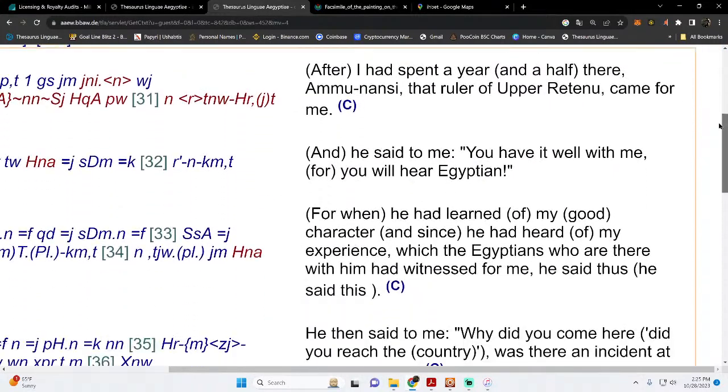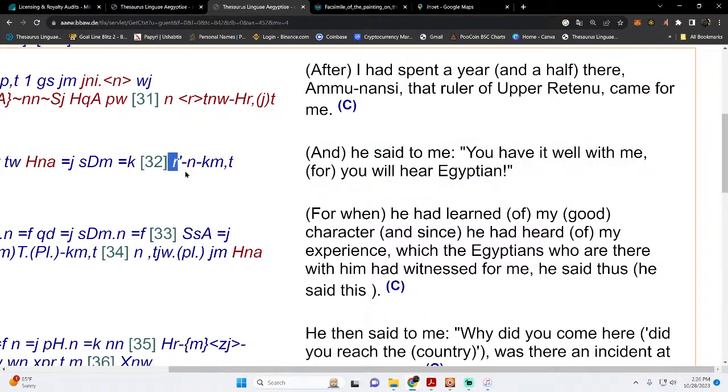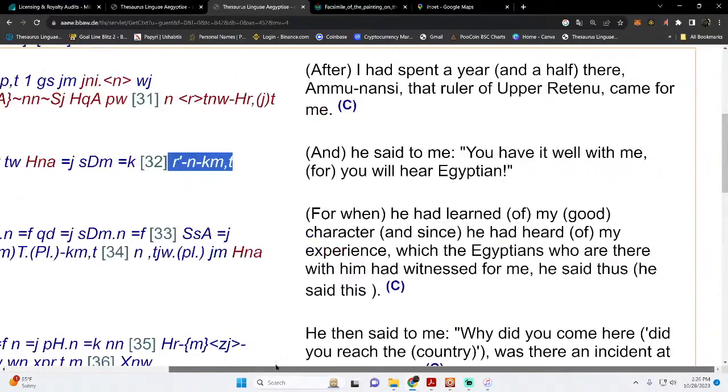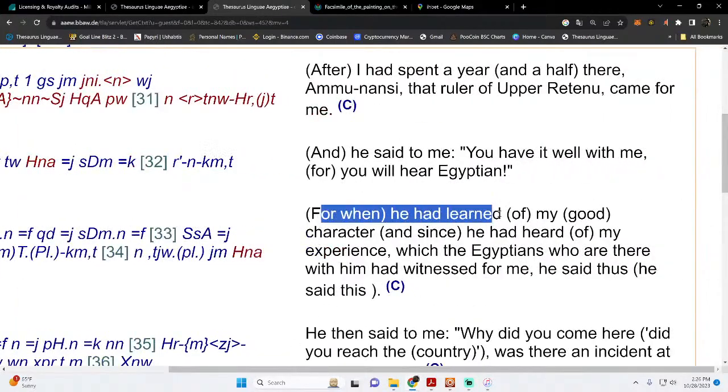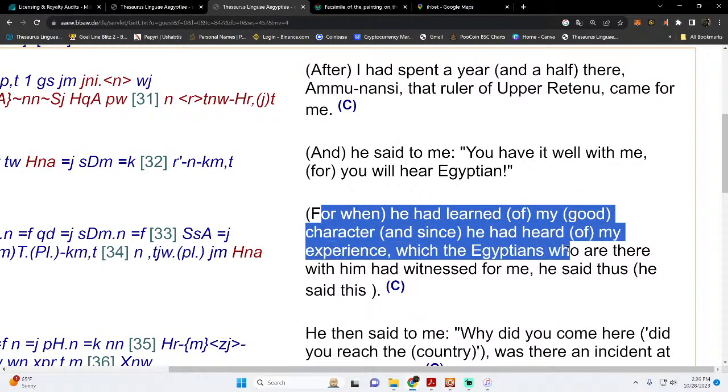So you clearly see that, and he said to me, "You have it well with me, for you will hear Egyptian." For you will hear Egyptian. Rome en Kemet. He's like, I'm gonna speak, you gonna hear Egyptian. He really said you gonna hear Egyptian. Why did he say that?